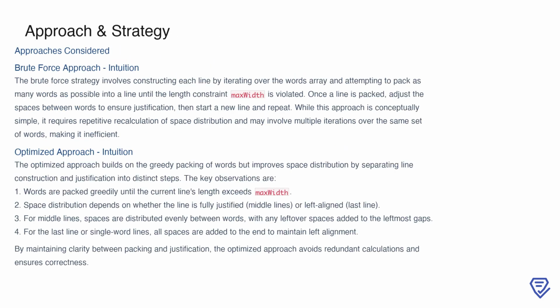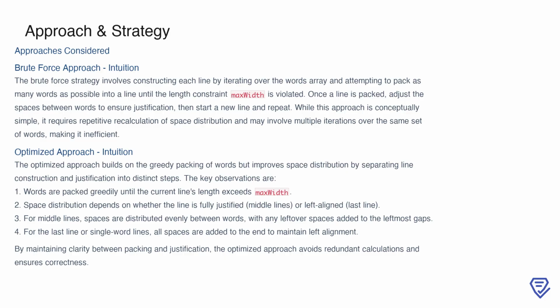To solve the text justification problem, we first consider a brute force approach. The intuition here is straightforward. We iterate over the list of words, adding as many as we can to a line while ensuring the total length doesn't exceed the given max width. Once we hit that limit, the spaces between words are adjusted to meet the justification requirement, and we move on to the next line.